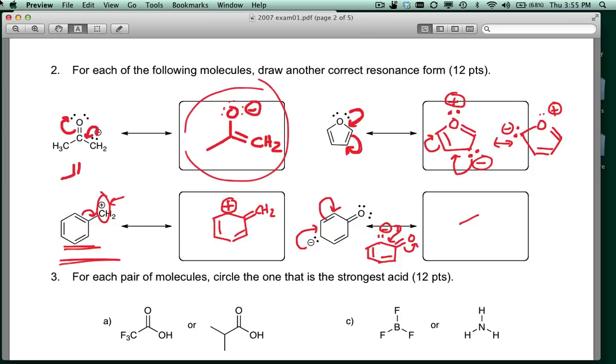A better structure for this is this. And actually, of those three resonance forms, this one's the most stable because the negative charge is on the more electronegative atom. And by the way, this is just the deprotonated form of phenol. And phenol is pretty acidic because it forms a stable anion which can delocalize all the way around the ring.